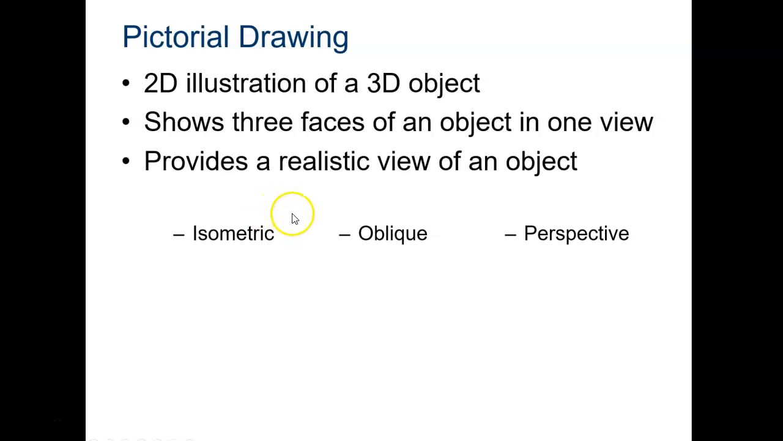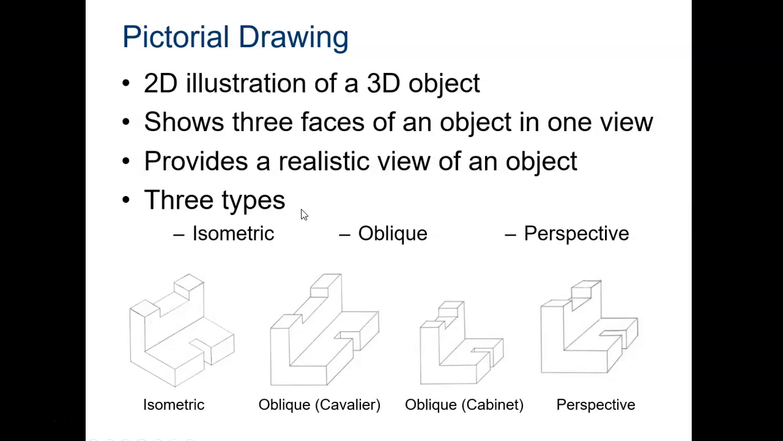Pictorial drawings provide realistic views of objects. This is an isometric view of the object. These two examples right here are oblique views of an object, and this example right here is a perspective view of an object. In our engineering class, we draw mostly isometric views of objects, but in this lesson, we're going to cover oblique views of objects. There are two types of oblique object views: oblique Cavalier and oblique Cabinet, which we'll cover in just a moment.